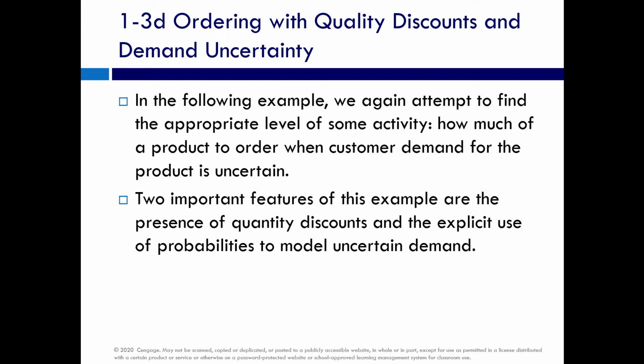Ordering the quantity, discount, and demand uncertainty. In the following example, we again attempt to find the appropriate level of some activity: how much of the product to order when customer demand for the product is uncertain. Two important features of this example are the presence of quantity discounts and the explicit use of probabilities in the model of uncertainty.